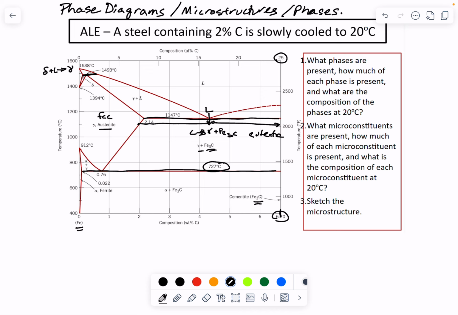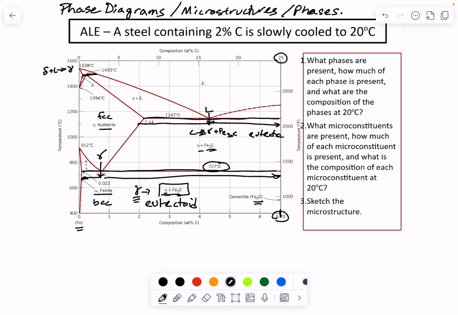The last invariant reaction we see is at this temperature of 727. This reaction tells us that gamma turns into two phases: the phase over here on the left, which is called alpha, ferrite, which is body-centered cubic, and the phase all the way over there, which is Fe3C again. So gamma turns into alpha and Fe3C, and that is like a eutectic, so we call it eutectoid. What makes it an "oid" is that we have a solid phase turning into two other solid phases.